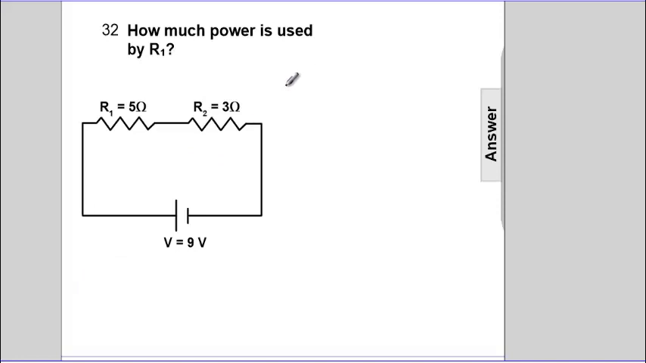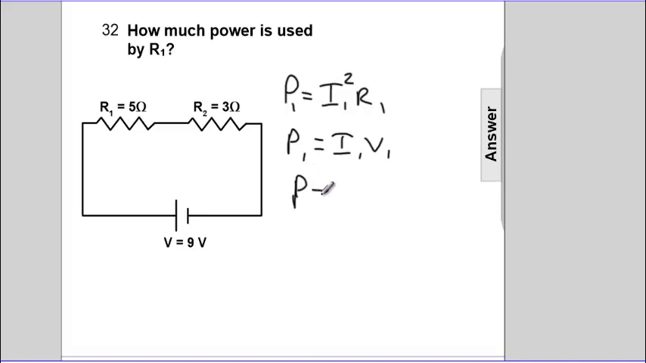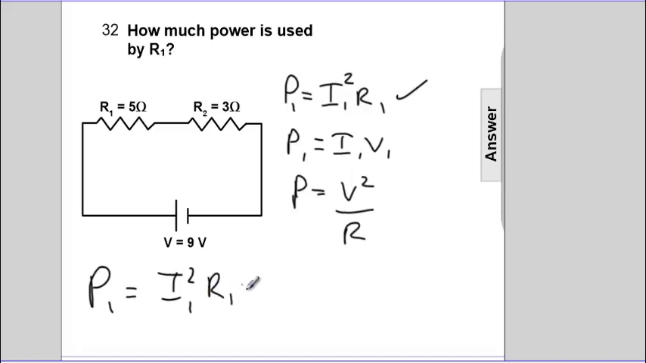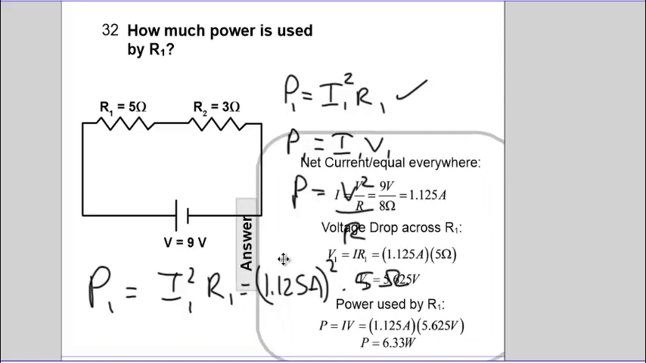Solving for power, one way to do it, power for 1 is I1 squared times R1. Another way to do it, power 1 is I1 times V1, or power is V squared over R. From the previous parts of the problem, we know everything. I'm going to just use equation number 1. Power 1 is I1 squared times R1. So we end up with 1.125 amps quantity squared times what R1 is, 5 ohms. If we do 1.125 squared times 5, you could do this with your calculator yourself. You end up with about 6.33 watts.